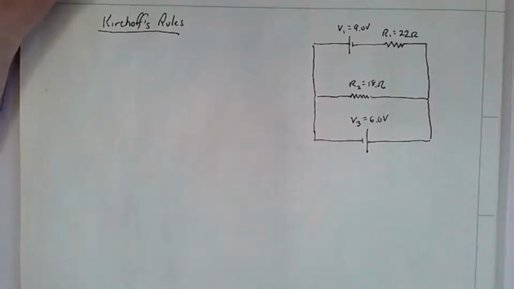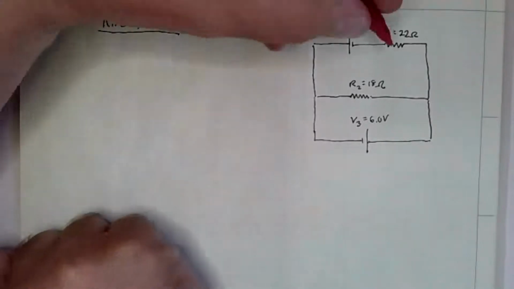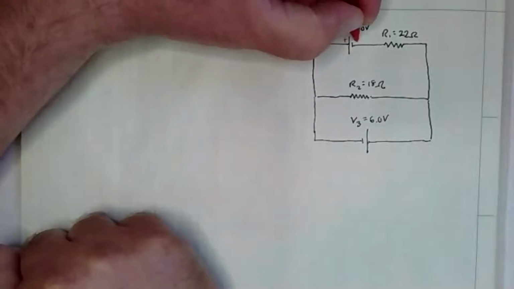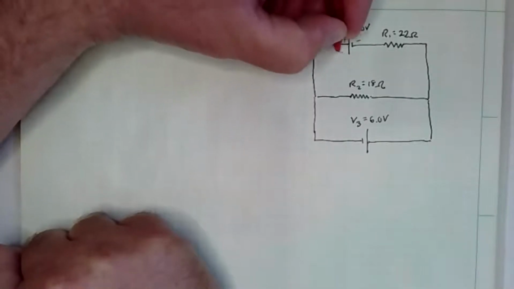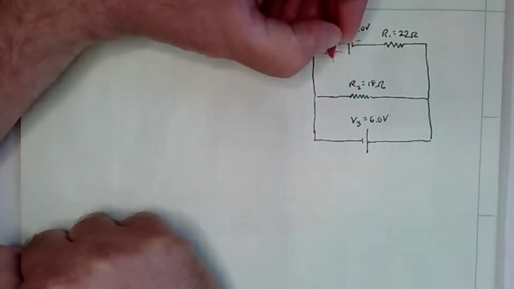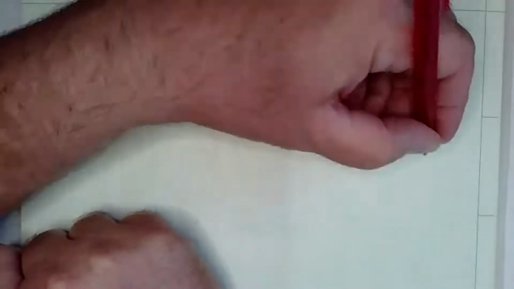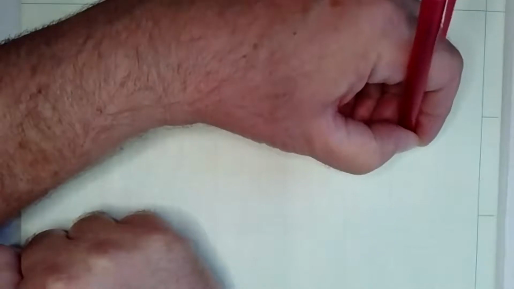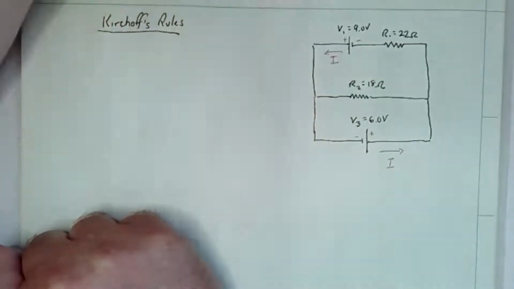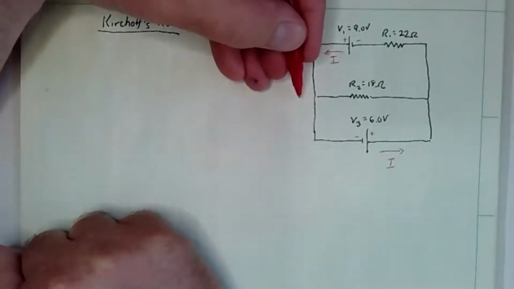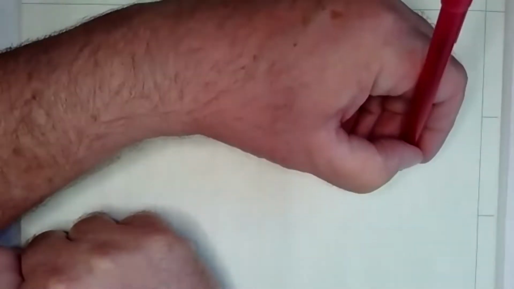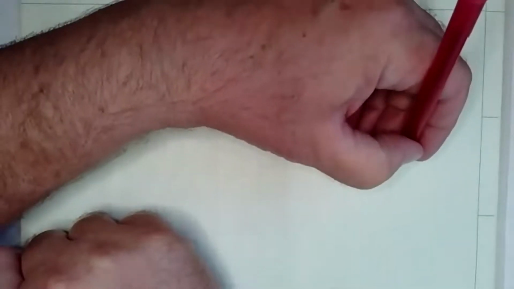So the first thing we want to do is look at the polarity of the batteries. This is plus and this is minus. And so that's going to be trying to push current this way. And then this is minus and this is plus, so it's going to be trying to push current this way. But the currents won't be the same because of this junction. So we use subscripts to indicate the difference between them. I1 and, well, this is V3, so let's call that I3.